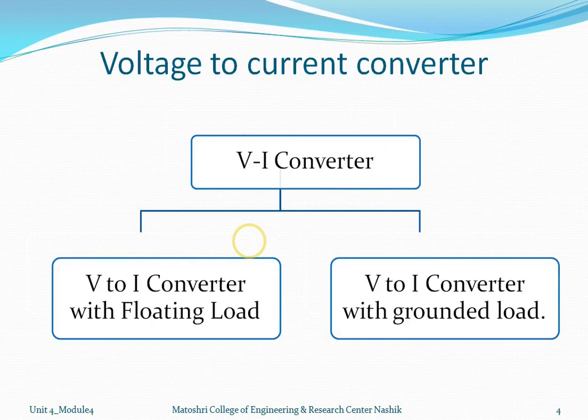First, the voltage to current converter can be classified into two categories, depending on the position of the load. If the load is floating, it is a V to I converter with floating load. This is the first type. If the load is grounded, then it is a V to I converter with a grounded load. When the load is not connected to the ground, we call it a floating load, and when the load is connected to the ground, we call it a grounded load.